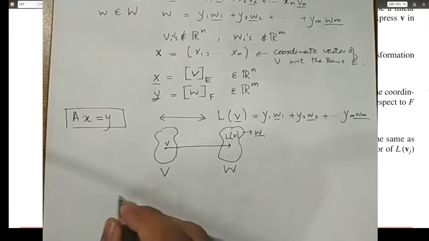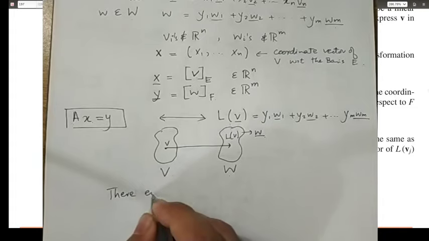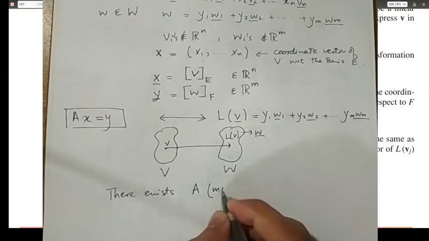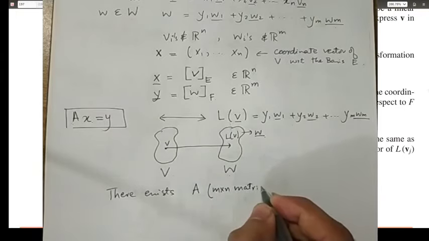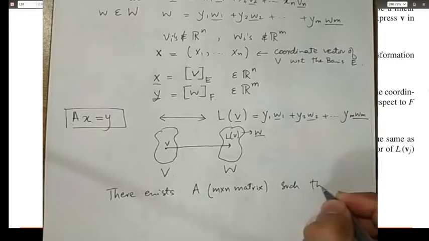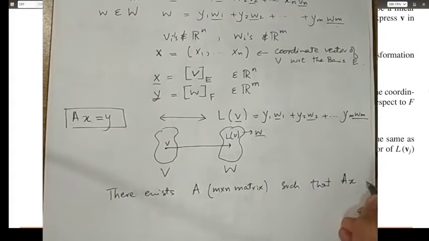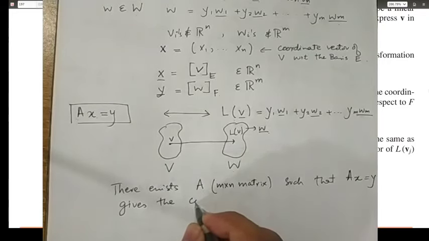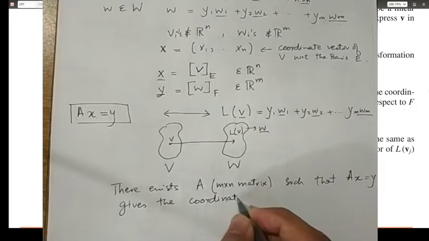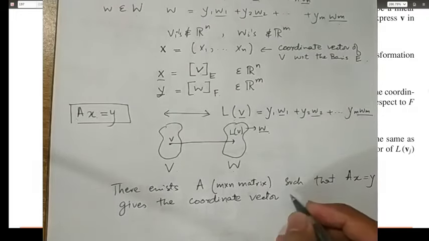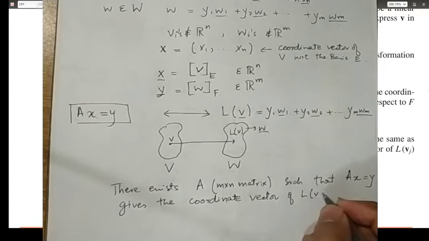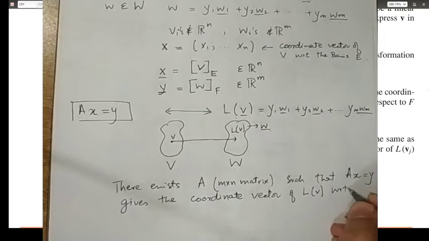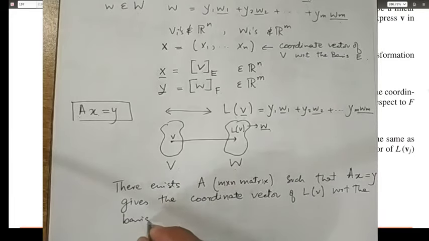So there exists A, which is an m by n matrix, such that Ax equals y gives the coordinate vector of L(v) with respect to the basis F.